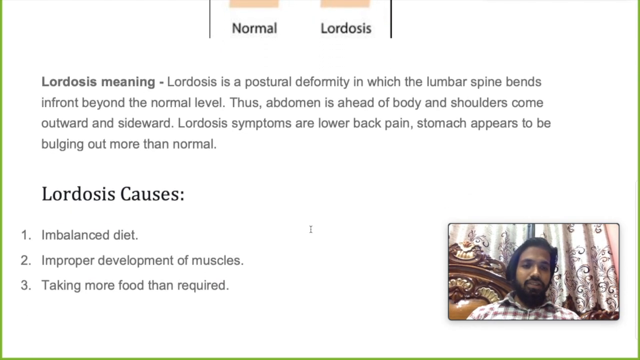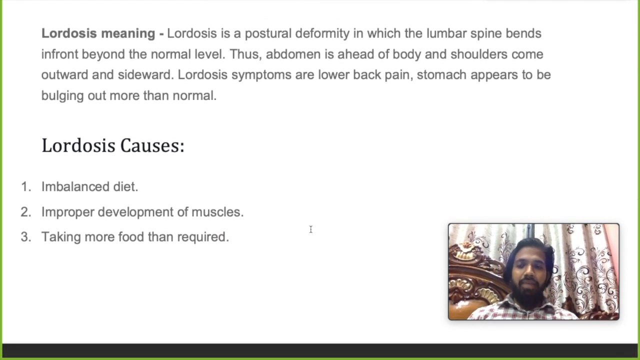Now, what are the causes? What are the causes of lordosis? Imbalanced diet. If you are not having a proper diet since your childhood days or even now, you should have a very proper diet. You should follow a balanced diet. You should have all the macronutrients in your diet. Then the chances of having lordosis will be very low.